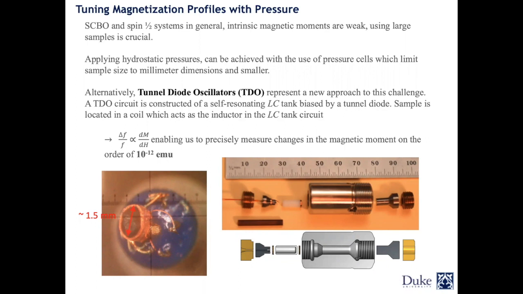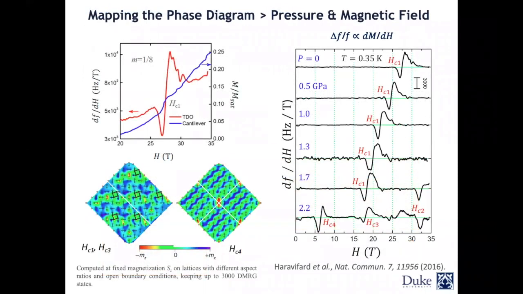So delta F over F is practically going to be related to dM/dH, or susceptibility. It's so high resolution, and that's important because the pressure cell and the sample are going to be very small. It's a spin-1/2 compound, so for us to have a good signal-to-noise ratio, we needed to find a good technique. So here's the data that you can see.